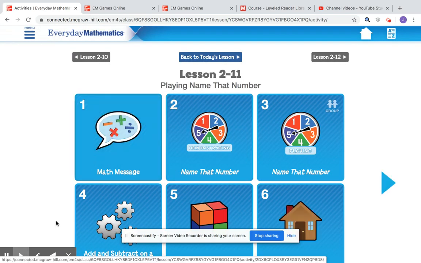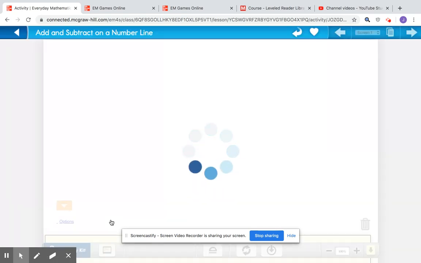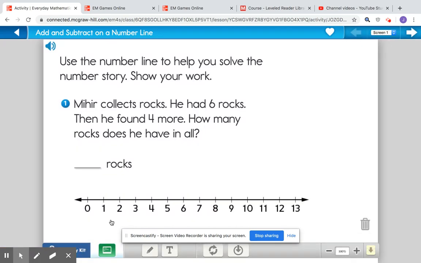And we're going to click on box number 4. And on box number 4, when it opens, it's practicing with adding and subtracting on a number line. When we add, we put things together, and when we subtract, we take them away. So it says here, I'm going to show you how to do the first one. It says, use the number line to help you solve the number story. Mahir collects rocks. He had 6 rocks. So here's the number he had.